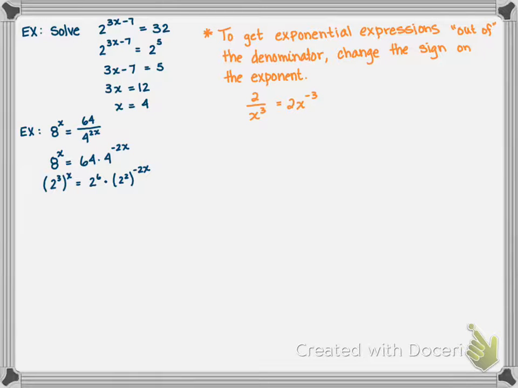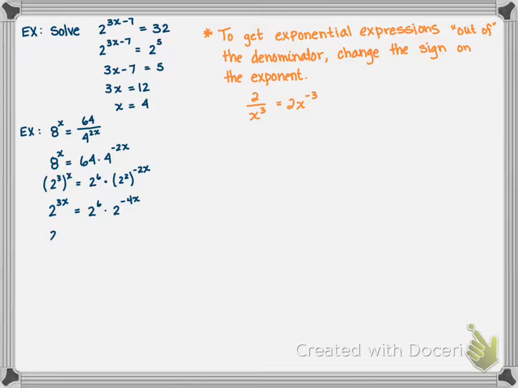I don't want those parentheses on either the left or the right, so I'm going to use my power rule and multiply my exponents. So we get 2 to the 3x equals 2 to the 6th times 2 to the negative 4x. And now we're almost there, but on the right side we have a product of 2 exponential expressions rather than a single exponential expression. And so I want to add the exponents, right? If you multiply 2 exponential expressions with the same base, you can add the exponents.